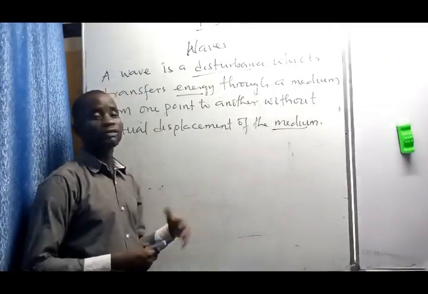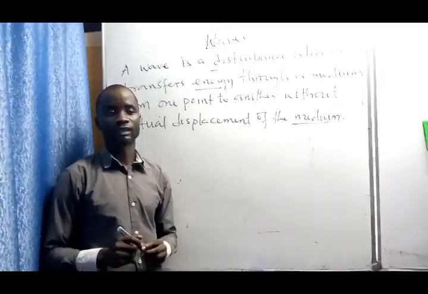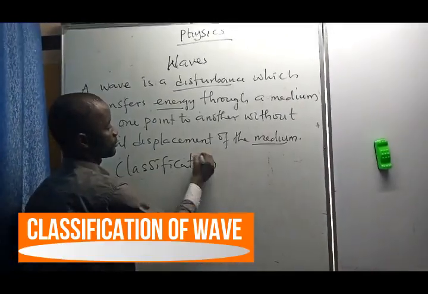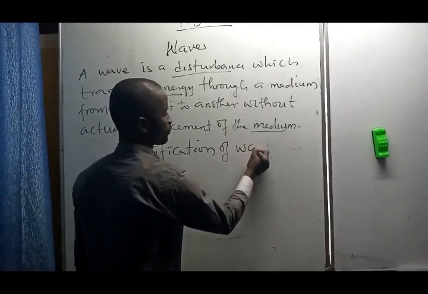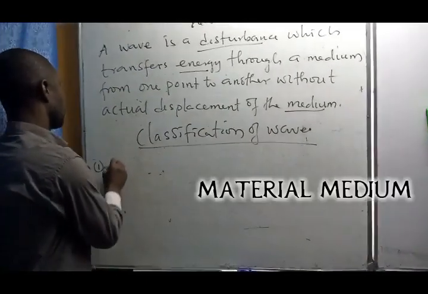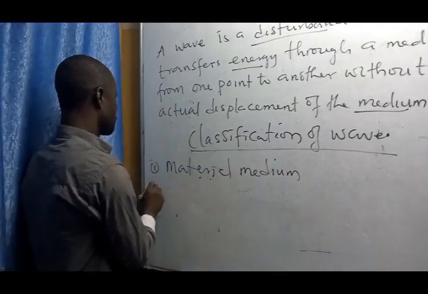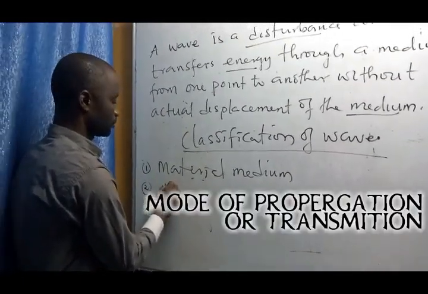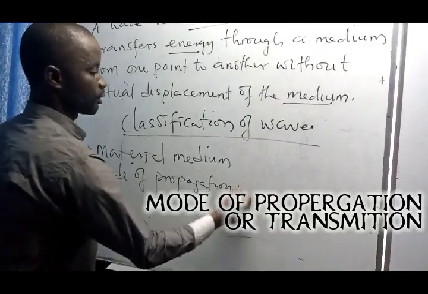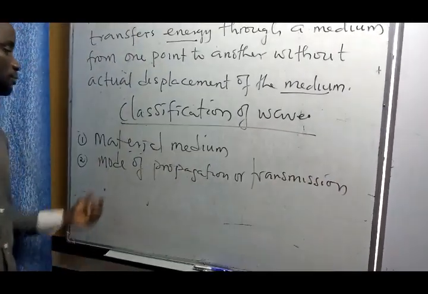Now, after the definition, let's look at the classification of wave. There are two basic criteria used to classify wave. Classifications of wave: one, we have what we call material medium. Two, we have mode of propagation or transmission. These are the two criteria used to classify waves.